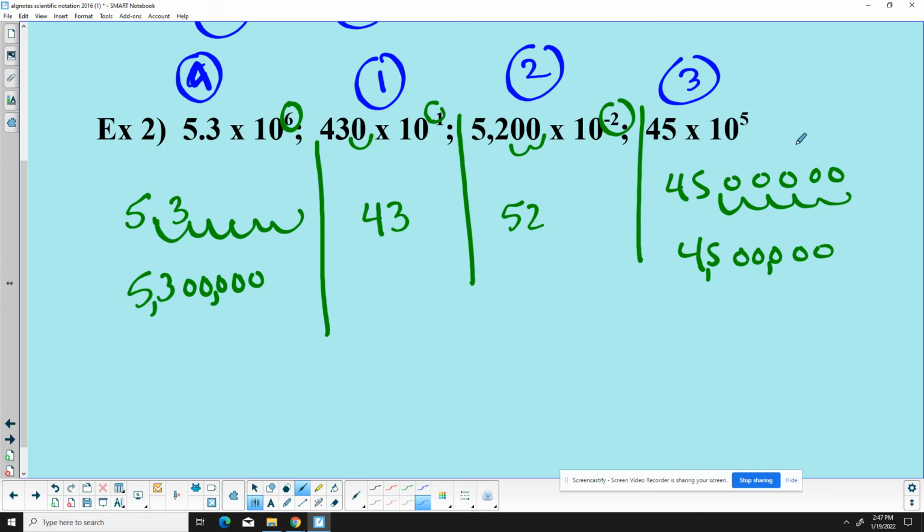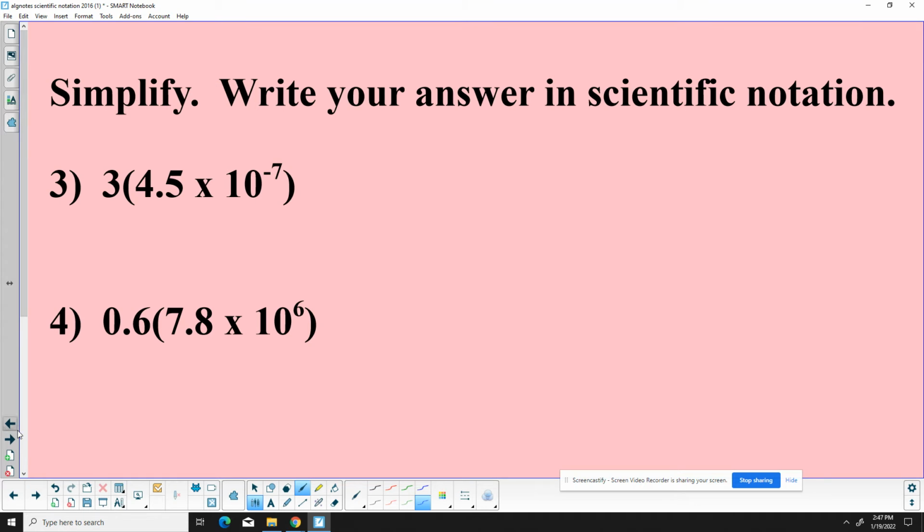So if you can't tell from here, you got to put them in regular form or standard form, and then you can tell from there which one's smallest to largest. All right, so now we're going to start the operations with the scientific notation.